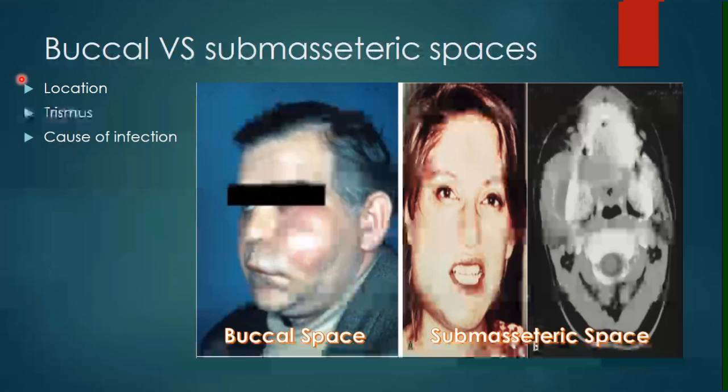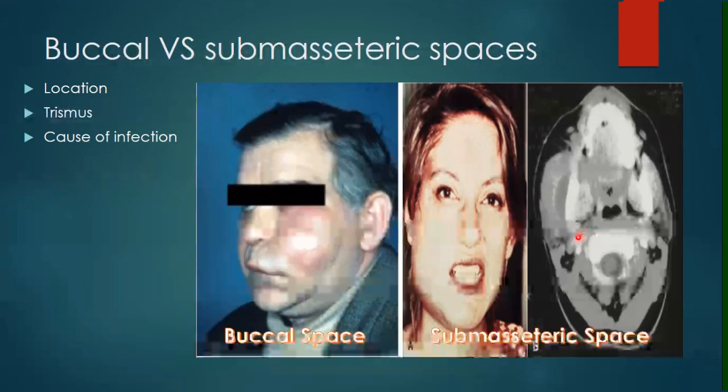But the submasseteric space infection, as you can see, is more distally located. The patient has a limited mouth opening or trismus, and the cause of infection is mostly the molar teeth, upper or lower, but for the submasseteric it's mainly the lower third molars. And here, this is the axial section of the submasseteric space infection.